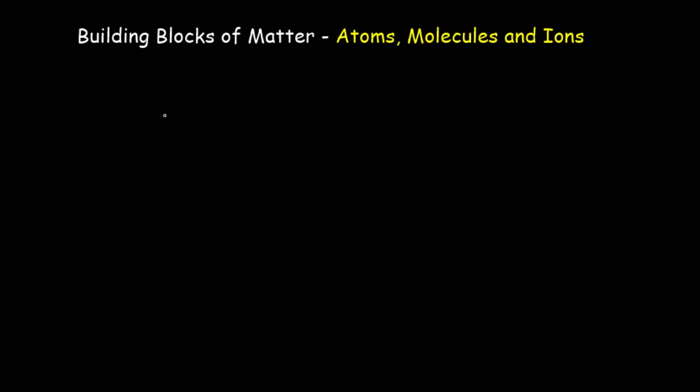Hi, in this lesson, we are looking at the building blocks of matter. In our previous lesson, we learned about the particulate nature of matter, where we said that the idea that matter is made up of tiny particles is called the particulate nature of matter. And these very tiny particles of matter are atoms, molecules, and ions. So, every matter in all the states of matter contains atoms, molecules, or ions.